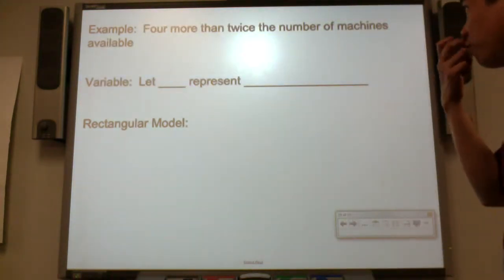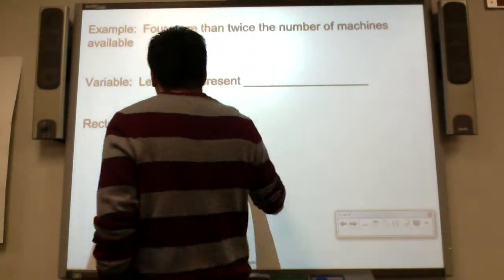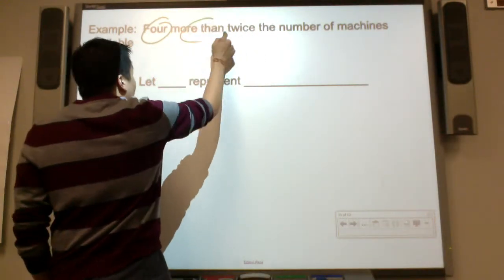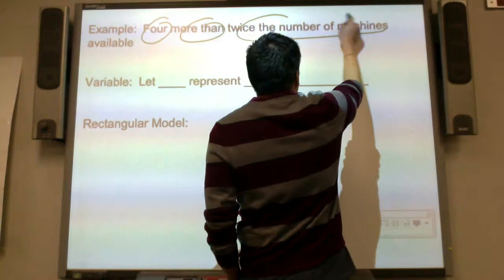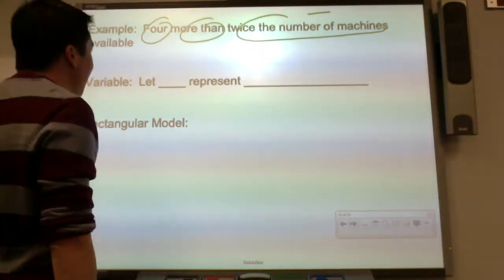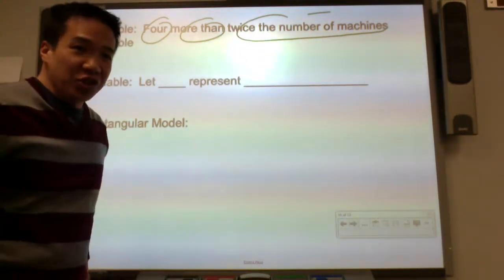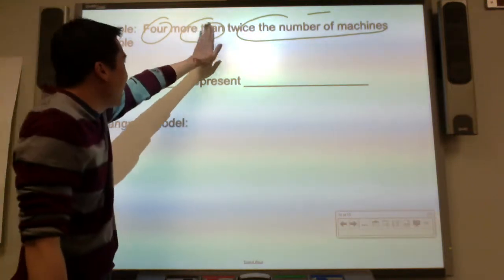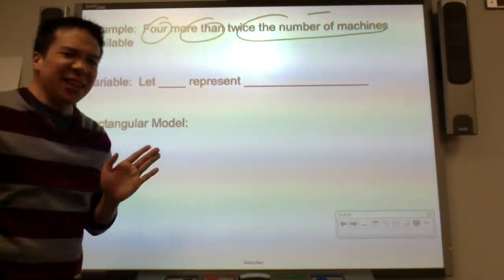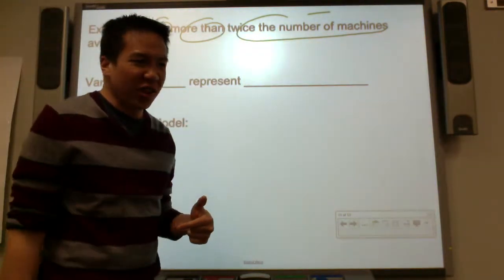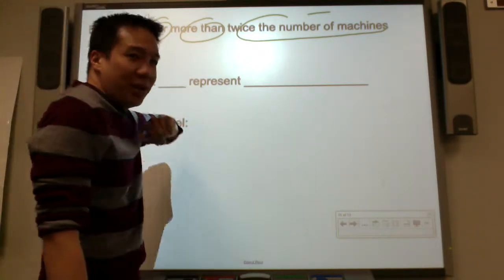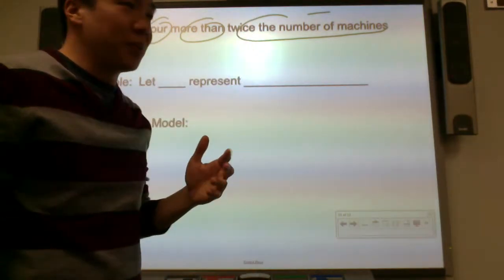Number 11. 4 more than twice the number of machines available. So I circle keywords. Operations I can see are more than and twice. I think there are double operations here. Ooh, I think this is harder. More than means adding. Twice means multiplication.